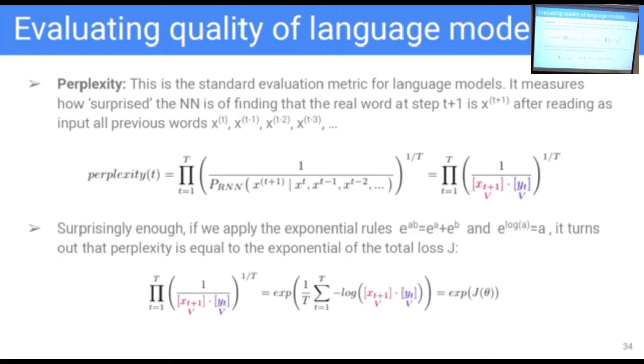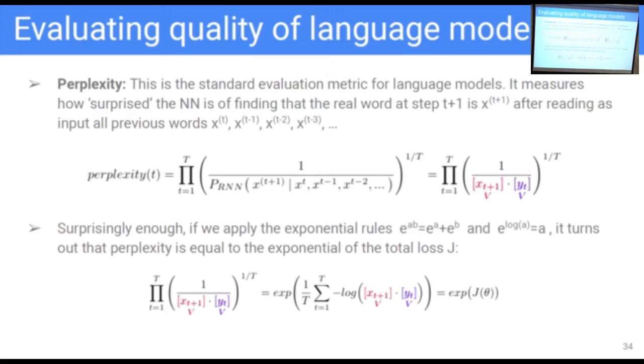And how do we evaluate the language model? So in all the previous lectures, we always had a method to evaluate how good our model is doing. So what you do is calculate something called perplexity, which tries to capture how surprised the neural network is of finding the next word.